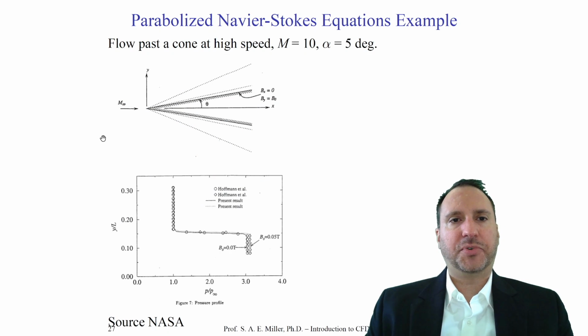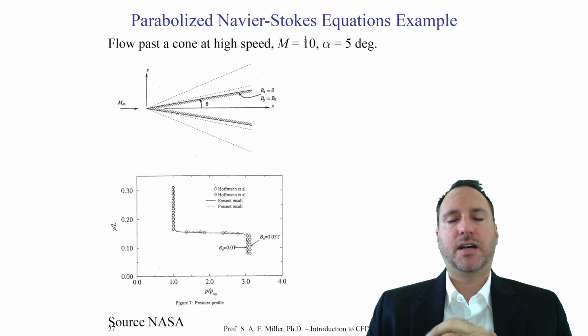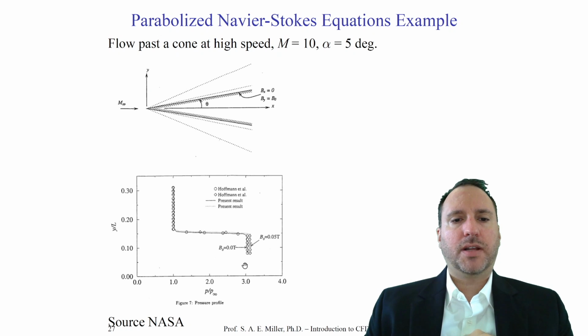Let's look at one example of the parabolized Navier-Stokes equations. Here we look at flow past a cone. The incoming Mach number is 10. That means the vehicle is moving at 10 times the speed of sound. The angle of the vehicle is 5 degrees. That means it's pitched up by 5 degrees relative to the incoming flow direction. This is drawn here. We have M infinity, which is 10. There's an x and y axis, and then the cone surface is drawn by these grayish lines with dashes.